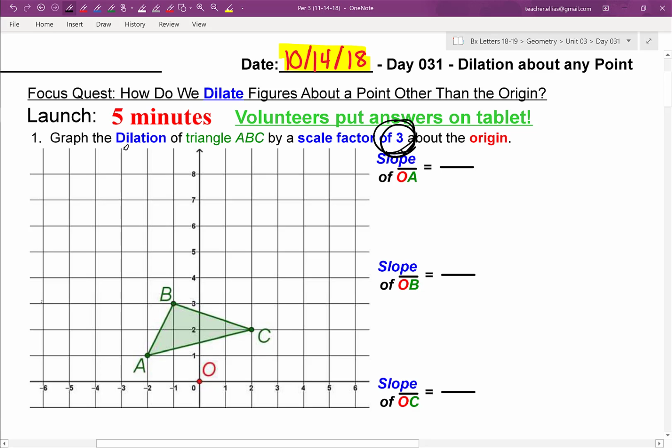I care less about you filling in that slope stuff. I care more about you doing that dilation. And then you do the same method that we learned the other day. 1, 2, 1, 2.